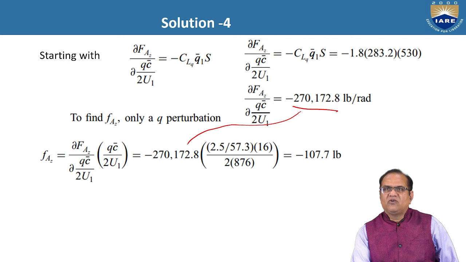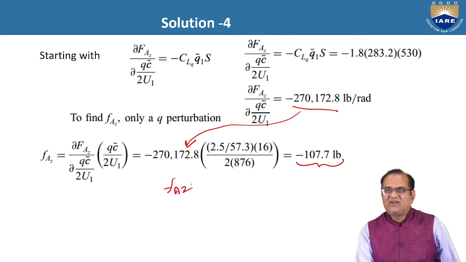This value we have shifted here, and Q value is given 2.5 divided by 57.3, making this degree into radian, into C is 16.2 by 2 into 876. So we got this value minus 107.7 pounds. So this FAZ we got minus 107.7 pound. So what is the meaning?